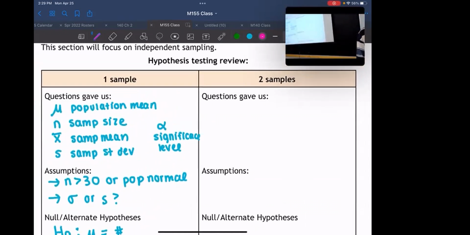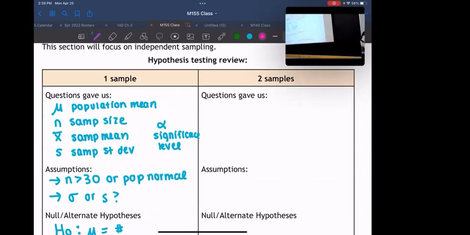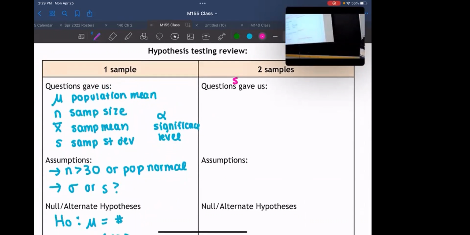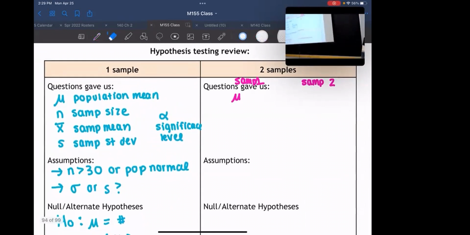Since we have two samples, I know I'm not going to have enough space, so I'm just going to write sample 1 and sample 2. For each sample, we're going to have a population mean, a sample size, a sample mean, and a sample standard deviation. We're also going to have the significance level, which is still alpha. I'm going to put that off to the side. Same thing with sample 2: we're going to have mu, n, x bar, and s.